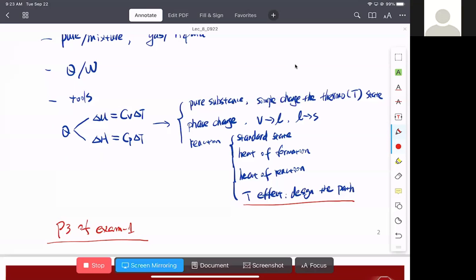My plan is to give you until tomorrow midnight to resubmit your solution to problem 3. I will open that submission on Canvas again, so that you cannot revise P1, P2, but for problem 3, you're going to have another chance to work it out. All right.